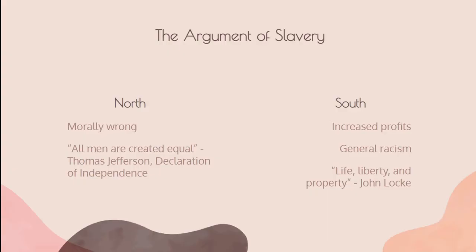And John Locke was a popular philosopher who said all men should have the right to life, liberty, and property. Thomas Jefferson changed that to happiness, like the pursuit of happiness, but if you go with property, then it really supports the South's view.